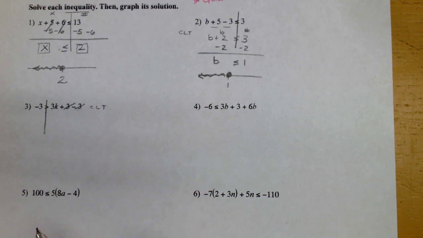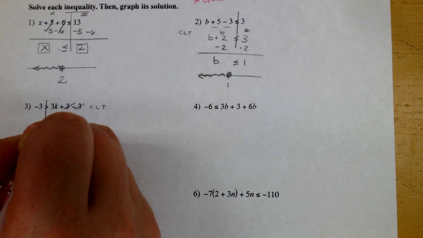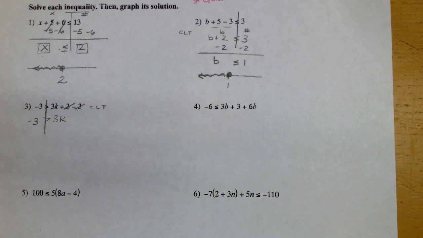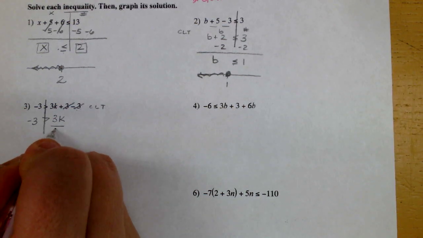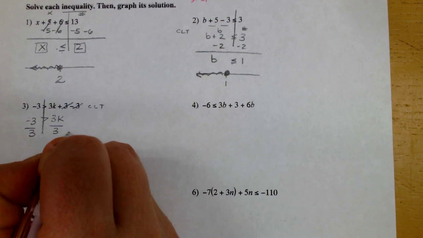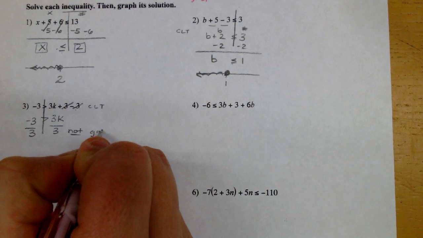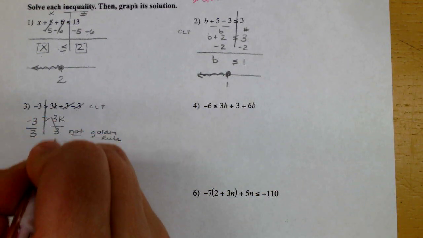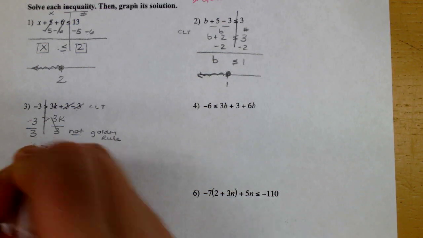Plus 3, minus 3 cancels. That leaves me with a 3k on the right and a negative 3 here. My rule says divide by 3. This is not the golden rule. Cancel here. I have k greater than negative 1.